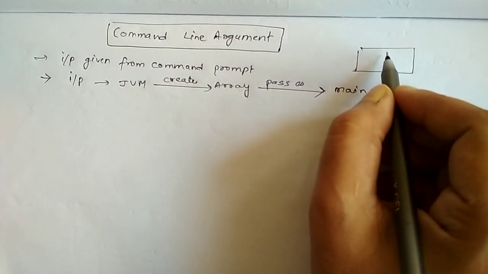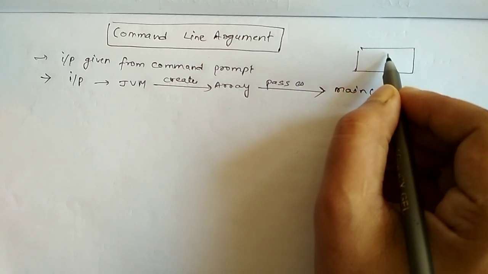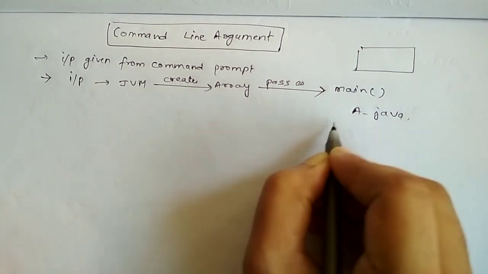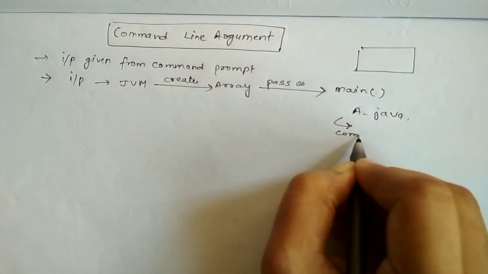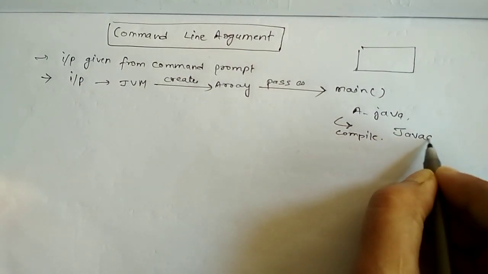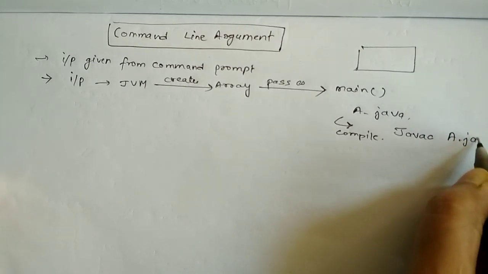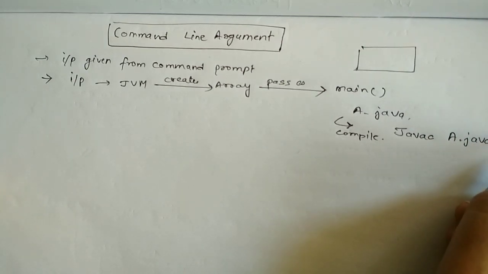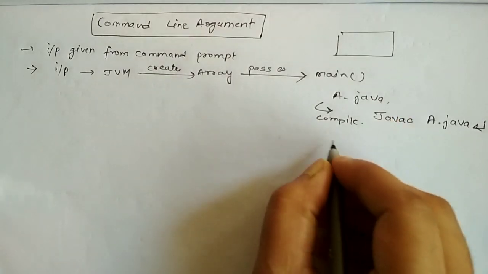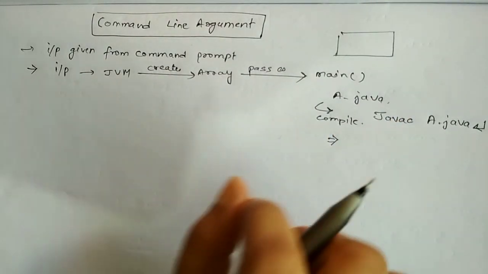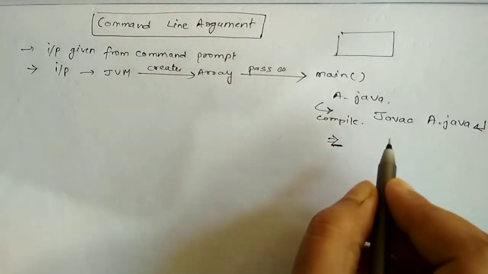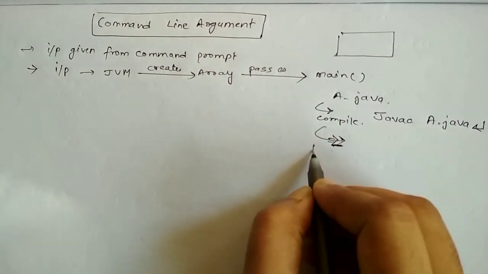Whatever data we provide while running, suppose there is a file a.java. First of all we compile this file. How can we compile it? We can compile this file by typing javac and the file name a.java in the command prompt, and then pressing enter. If there is no compile time error, the file will compile and the prompt will again prompt for a new command. So this is compile. Now we have to run.